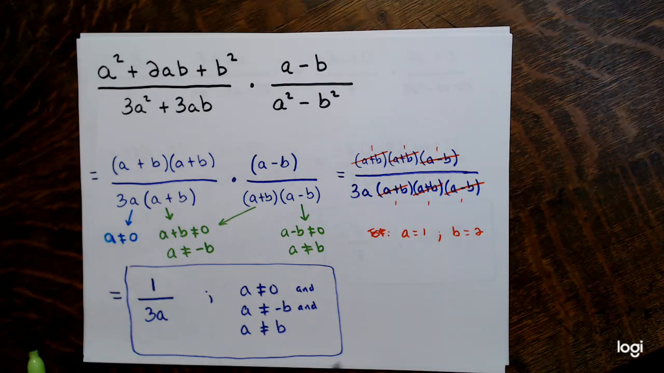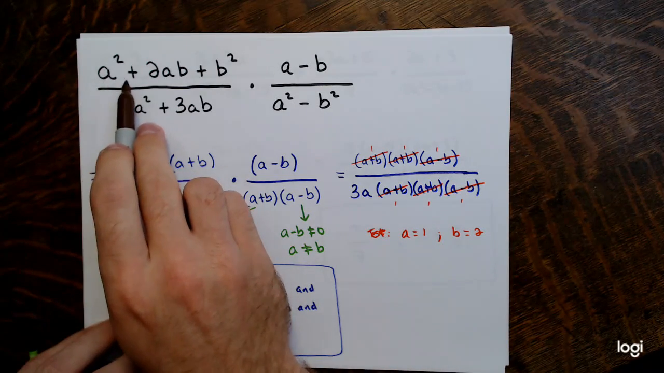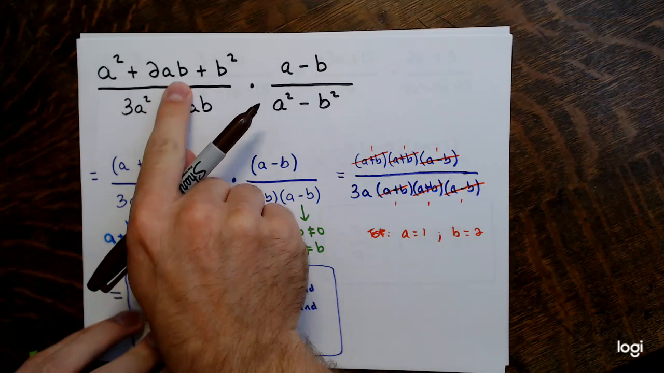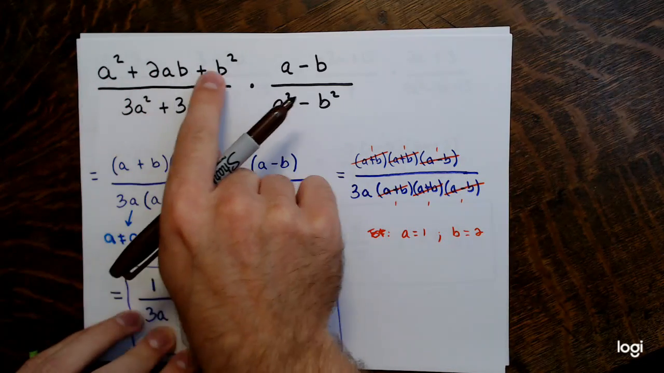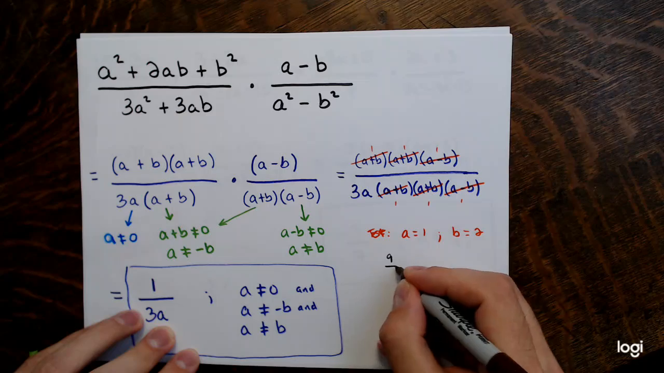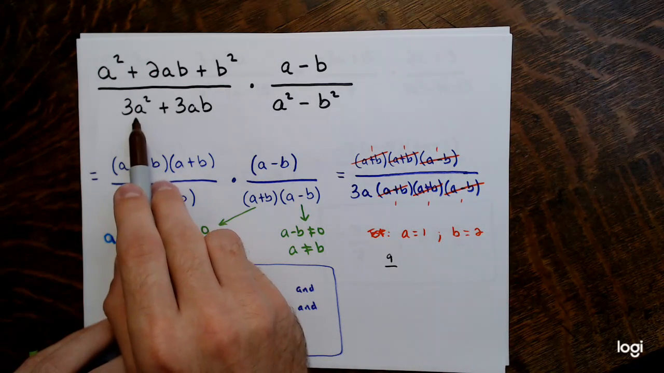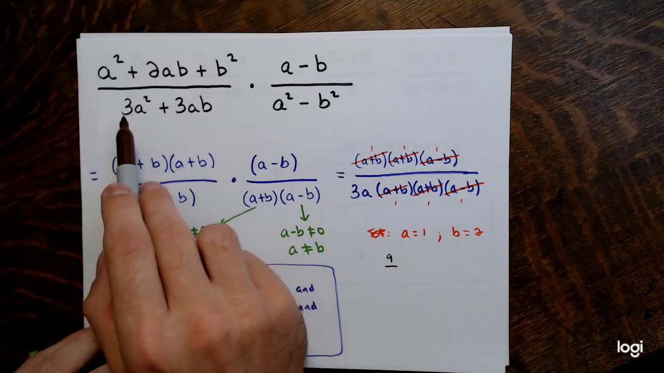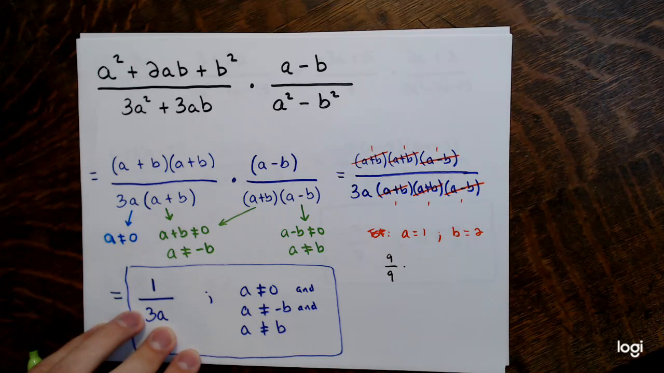Well, if I plug these in to this fraction here, we get 1 squared, so 1, plus 2 times 1 times 2 would be 4. So 1 plus 4, and then plus 4 again. 1 plus 4 plus 4, that'd be 9 for the numerator of that first fraction. Then 3 times 1 squared, so 3, plus 3 times 1 times 2, that'd be 6. 3 plus 6, that'd be 9 for the denominator of that first fraction.